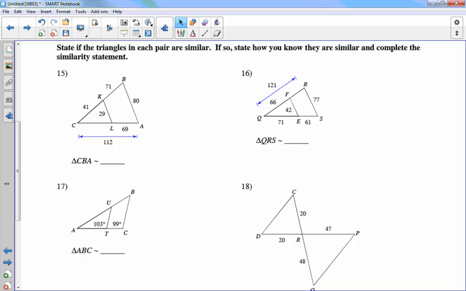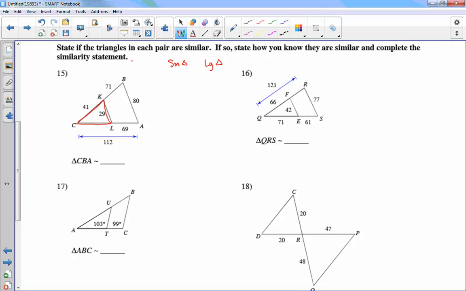Okay, we're on number 15. Say whether they are similar. If so, say how you know they're similar and write the similarity statement. Okay, so we have the proportion. We have two types of triangles: the small triangle and the large triangle. For our small triangle, do we know all sides of the small triangle? No. So those are the ones we can't use in our proportion.